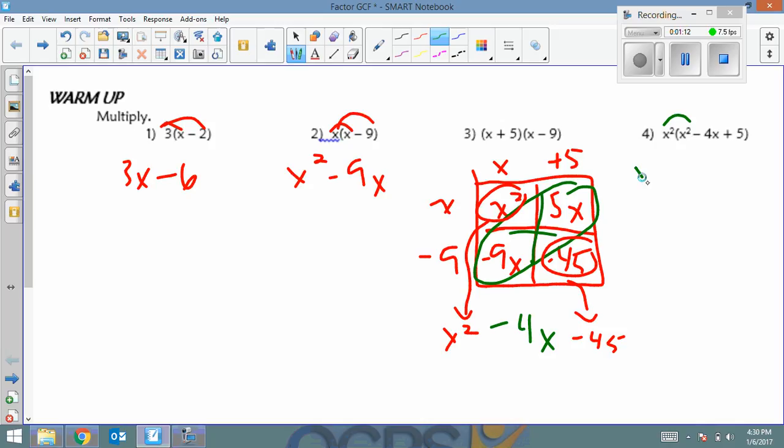x squared times x squared is x to the 4th. x squared times -4x is -4x to the 3rd. And x squared times 5 is 5x squared. Okay, so that's just a quick reminder, a little warm-up to get us started.